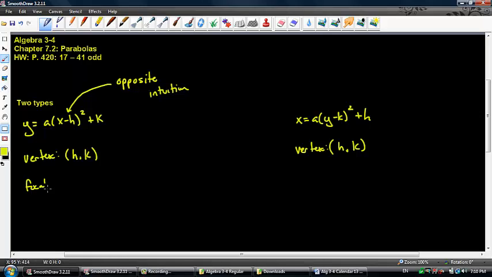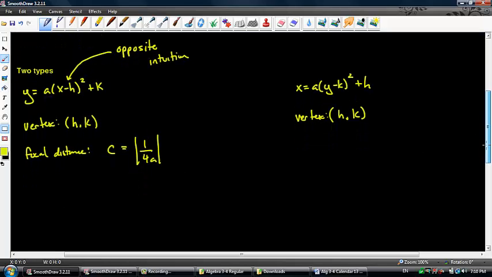To find the focal distance of the parabola, we use c, like we always have, like for the ellipse and for the hyperbola, except we're going to use the absolute value of 1 over 4a. Now that's going to give us the distance, right? And distance being always positive, we are going to use the absolute value of 1 over 4a.